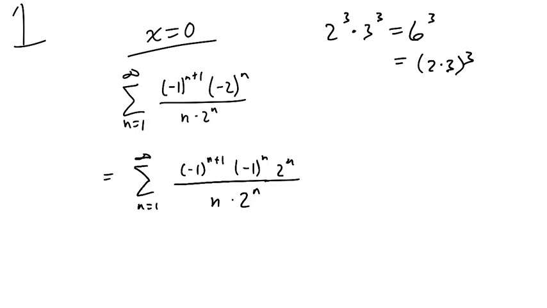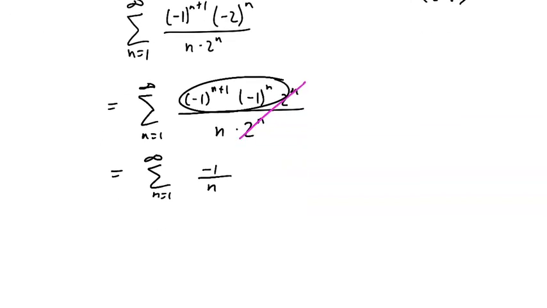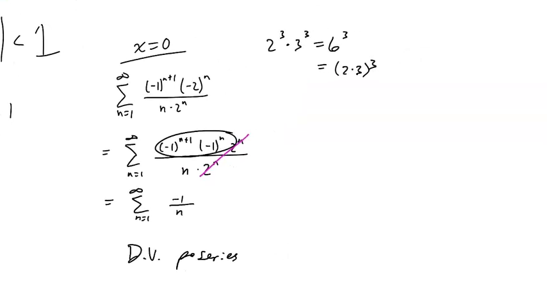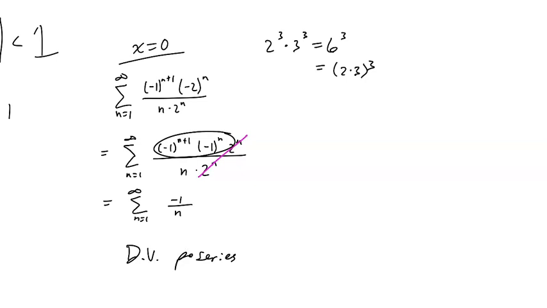What this means for me now is I can divide out my 2 to the n's. Those are gone. And my negative 1 to the n, these things, that'll become negative 1 to the 2n plus 1, which we saw is just an odd number. So this will always be negative 1 over n, which is a divergent p-series. Officially, it is my divergent harmonic series if I factor out that negative 1. So 0 is divergent. We need to check the other endpoint.